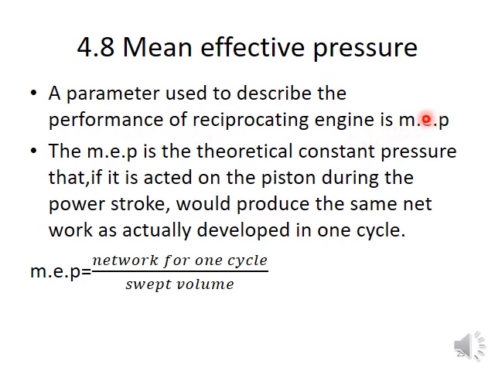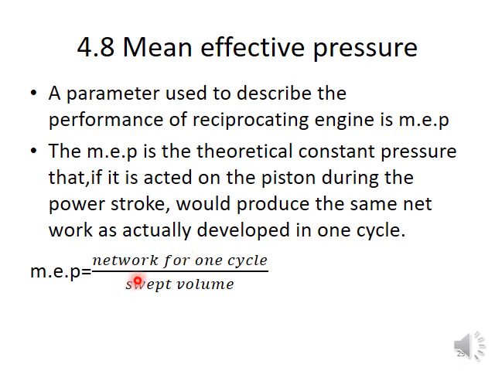For the 1 mark question it is important. In the question paper they will ask what is the mean effective pressure. So you can write like this: a parameter used to describe the performance of a reciprocating engine is the mean effective pressure. The mean effective pressure is a theoretically constant pressure that, if it acted on the piston during the power stroke, which happens at 3 to 4, would produce the same net work actually developed in one cycle. So how will you calculate the mean effective pressure?